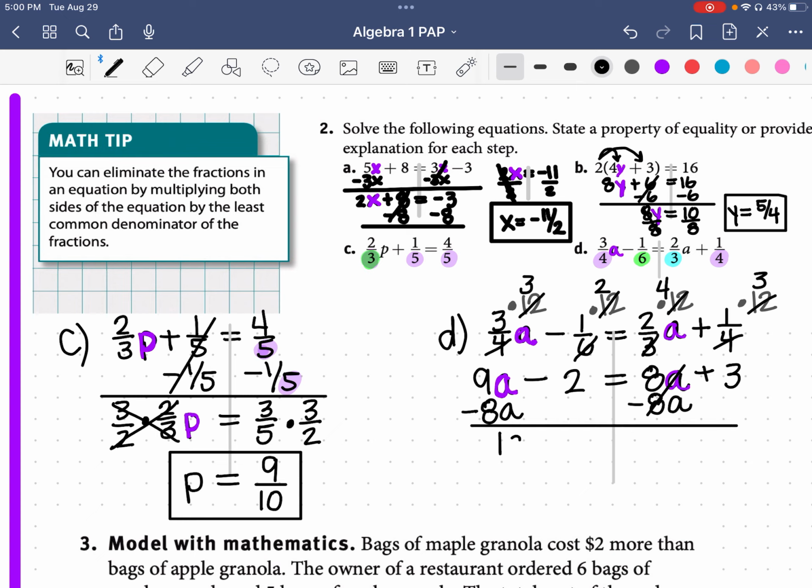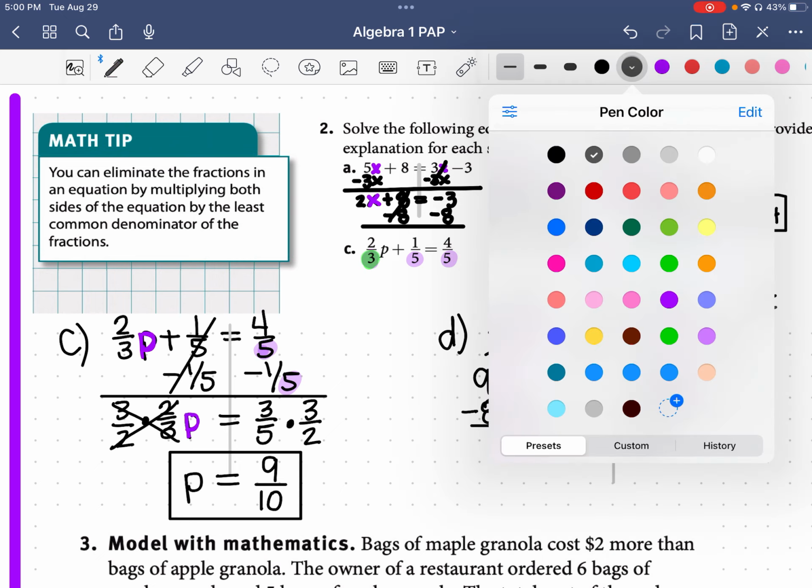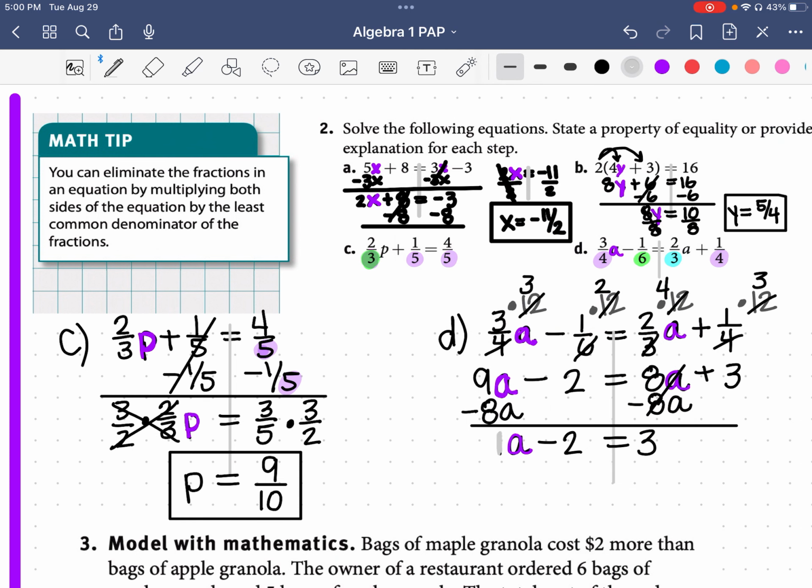That leaves me with 1a minus 2 is equal to positive 3. Now remember, when the 1 is in front of the a, it can be invisible. It doesn't have to actually be there. So all I have to do to finish this problem is move the 2 to the other side using the subtraction property of equality. I can drop the 1 because it can become invisible, and I can say that a is equal to 5.